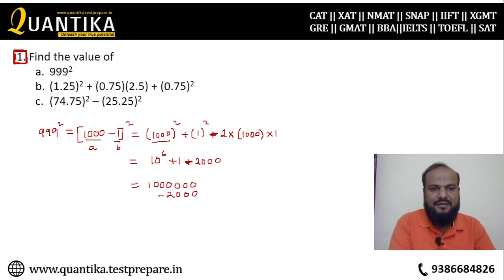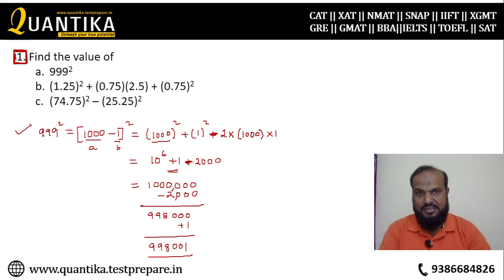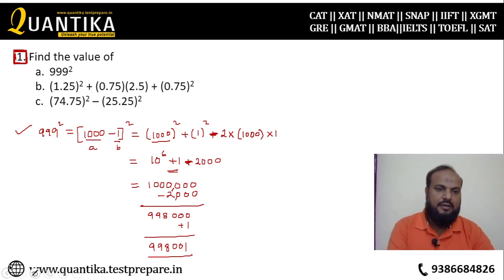Okay, so this is minus 1000 minus 2000. So this will become 998,000, plus 1 plus 1. So your answer is going to be 998,001. So this is your answer. We could have directly got the value of the square of 999, but we tried to find the value of the square of 999 by using the formula of a minus b whole square. This question will not appear in an exam, but these three questions are just for the sake of practice. Solving the next question.